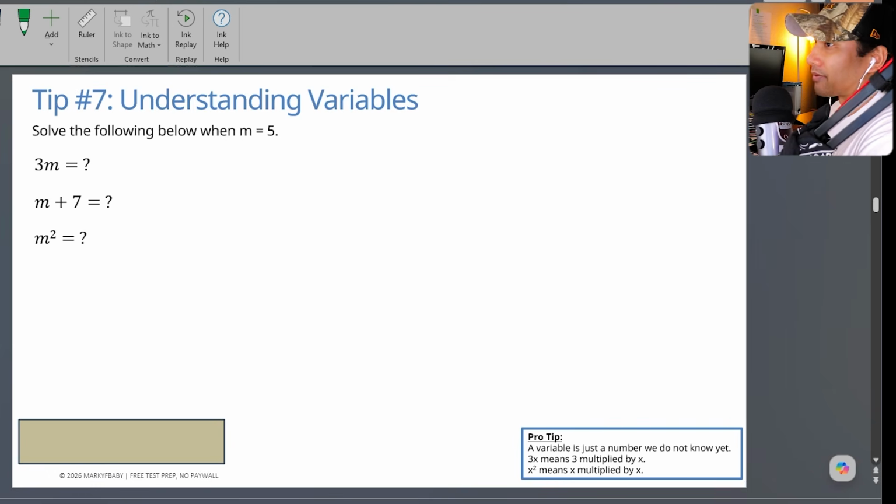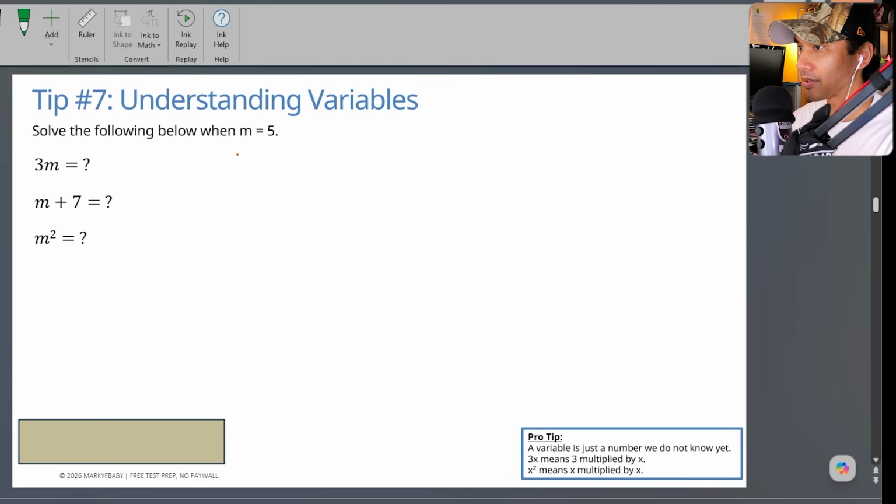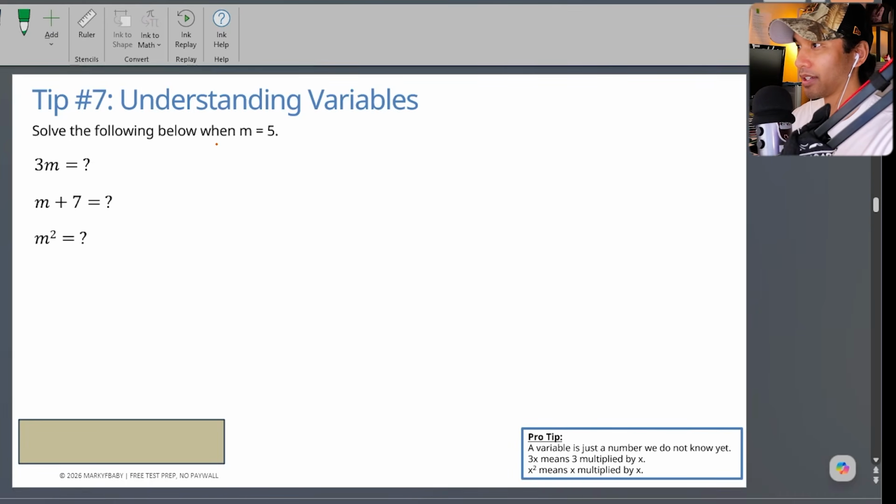Tip number 7, understanding variables. Solve the following below when m equals 5. I know that you're used to seeing x and y, but I just like to change up all the variables because on any test, on most tests, they will use different letters to throw you off because you have practice with just x and y. But not with Markyfbaby, okay? So all we have to do here, 3m equals question mark, is plug this variable in. That's all you need to do, right?